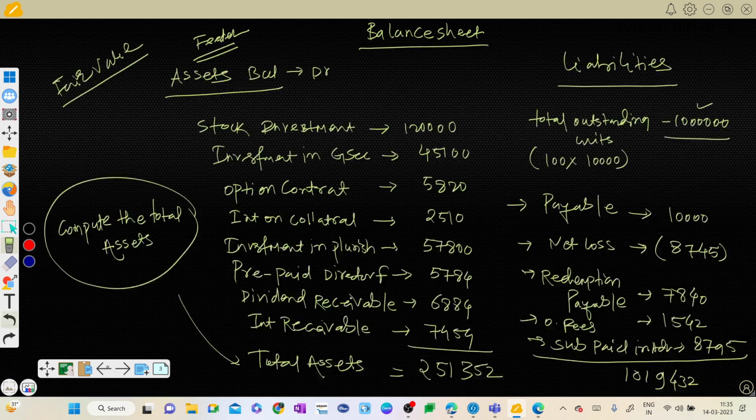But still, if you want to calculate the net asset value per unit, you can put in a logic: whatever assets and liabilities, you can consider this portion as your liabilities, and outstanding fees and subscription fees. The net loss is from the P&L. So eventually you can adjust it with this amount.